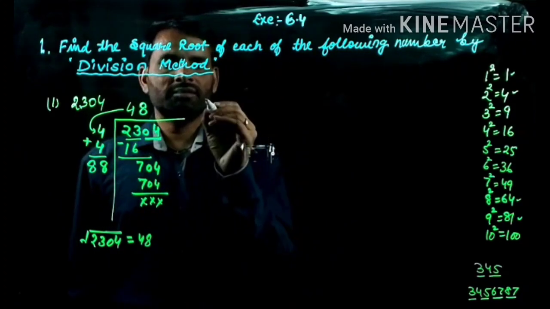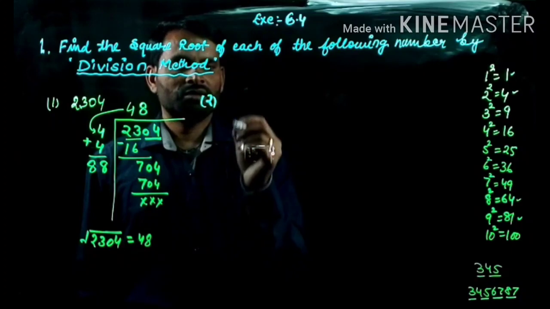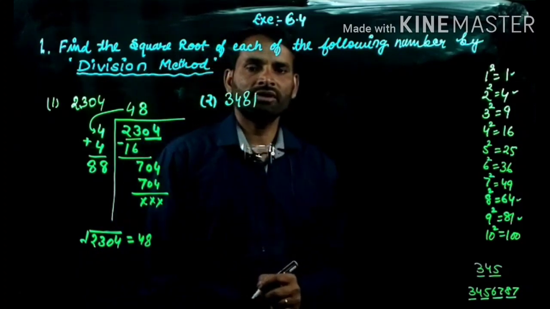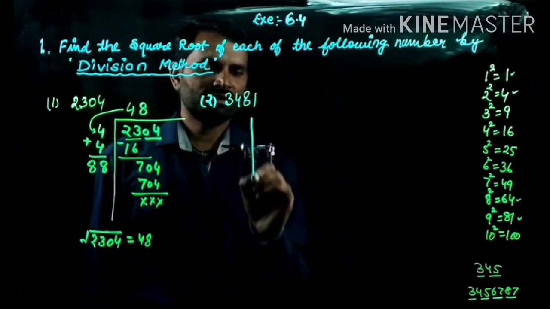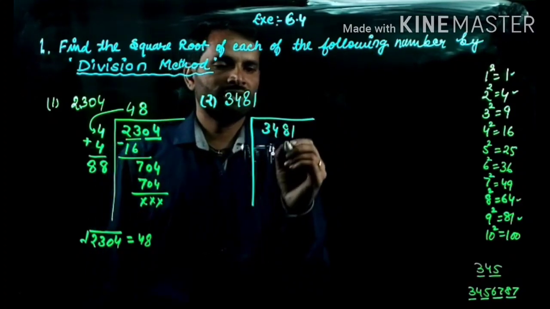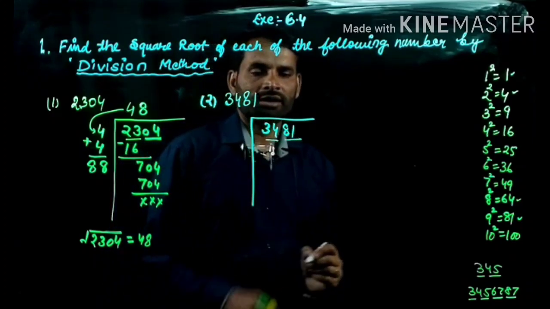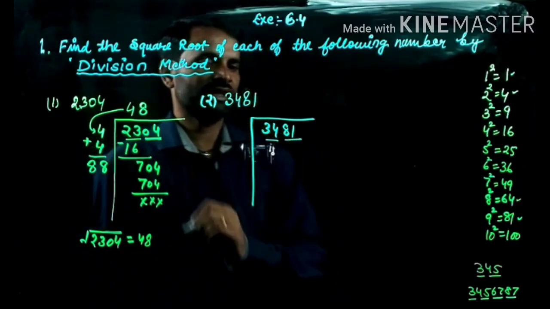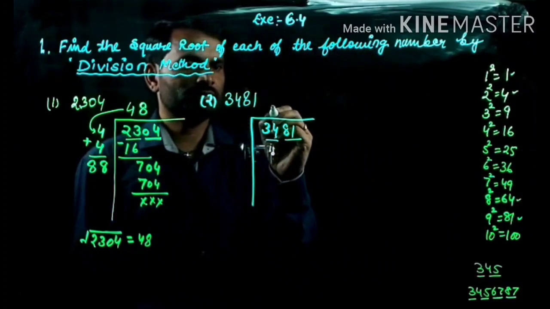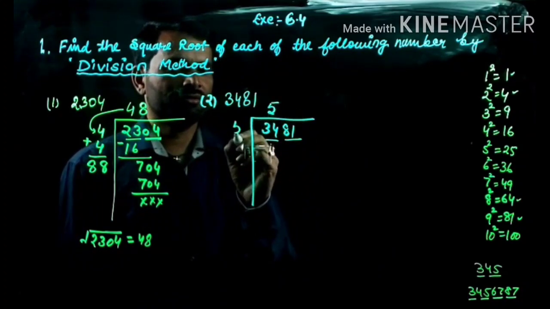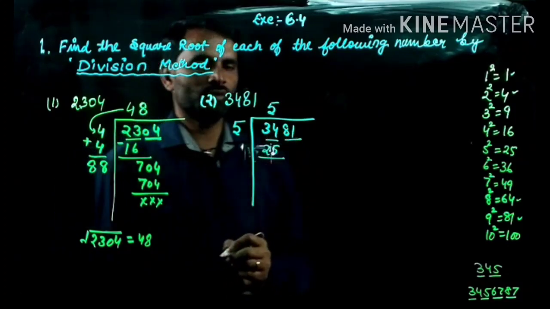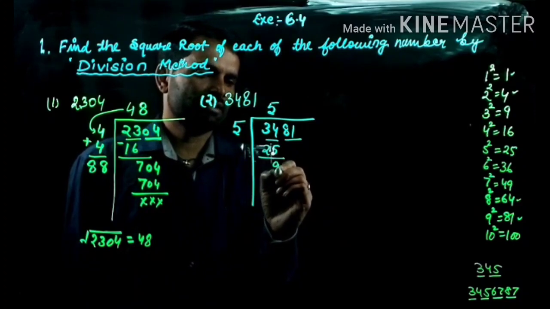Next is question number two, the number 3481. Again the same method: draw the diagram, and first make pairs. From the right-hand side to the left, take 2 digits, 34. You find that 34 is between 25 and 36, so take the smaller number, 5. Both are the same number, 5 fives are 25. Okay, and 34 minus 25 is 9.